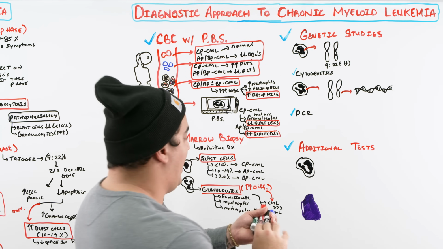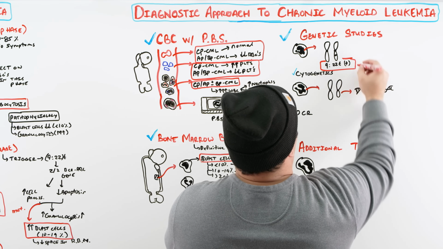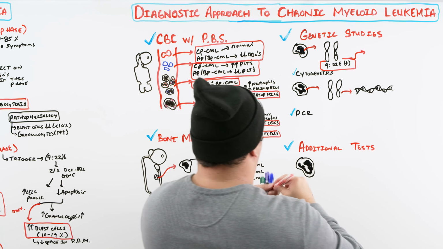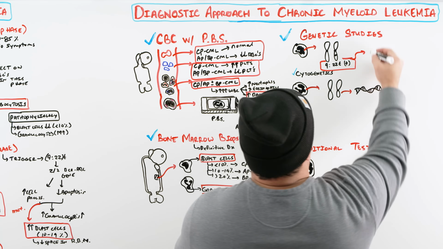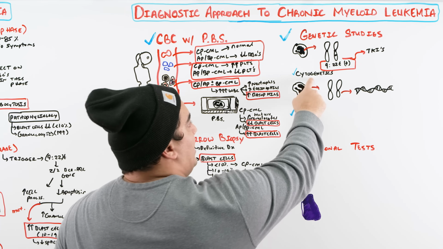Because if this is the case and I find this 9;22 translocation, this is going to give me the treatment which I will utilize. I will treat these patients with what's called tyrosine kinase inhibitors, which I'll talk about in a second. So that'd be the cytogenetic component.